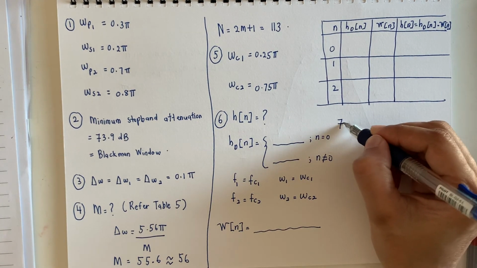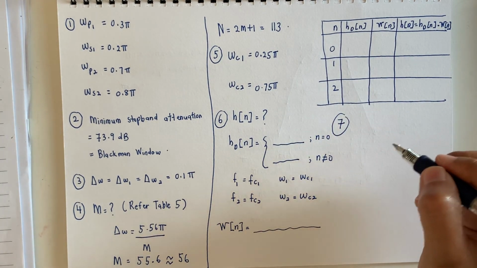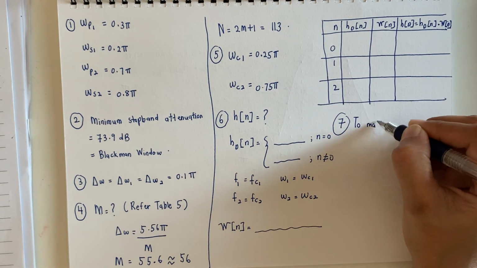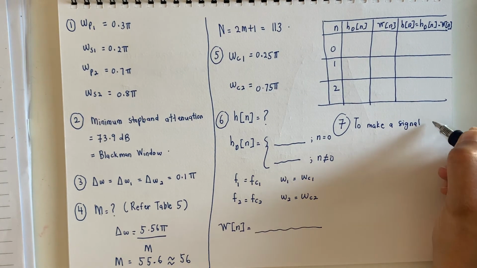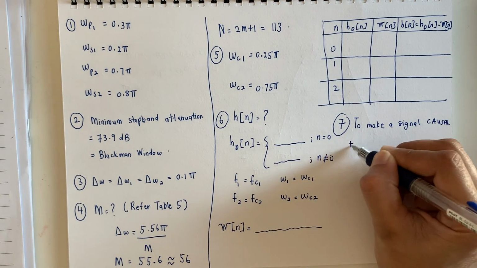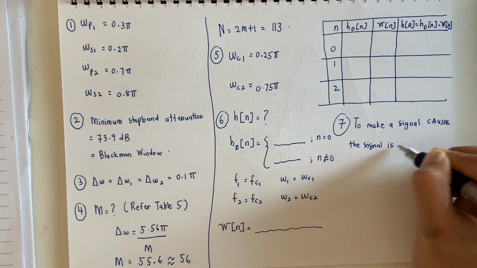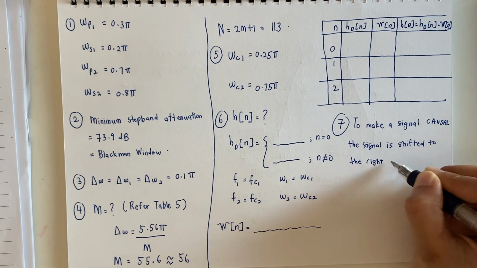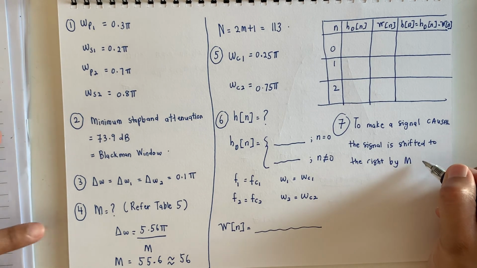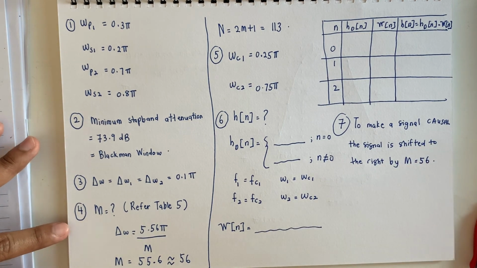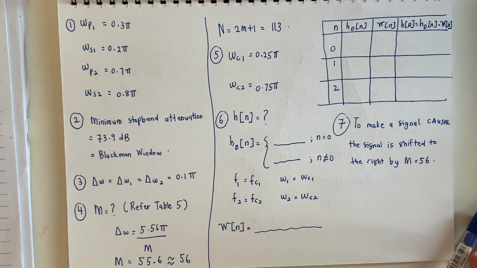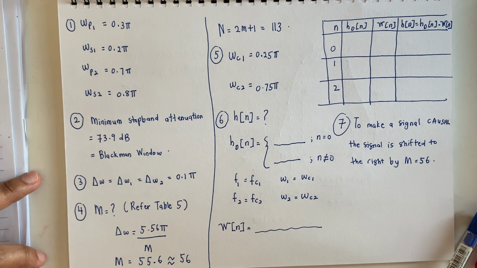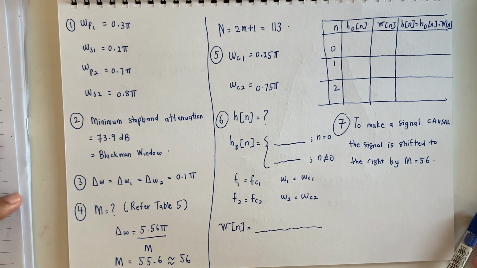So step number 7, you have to make a conclusion. Done for example 2. Alright, so that's all for FIR filter design.